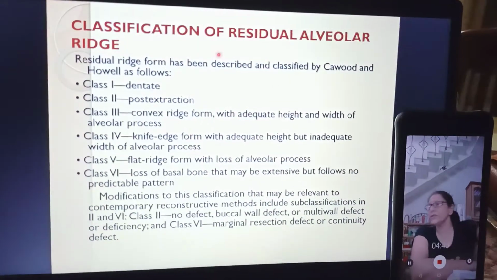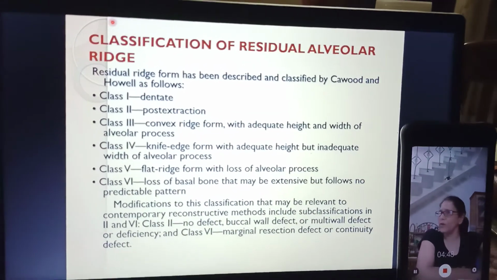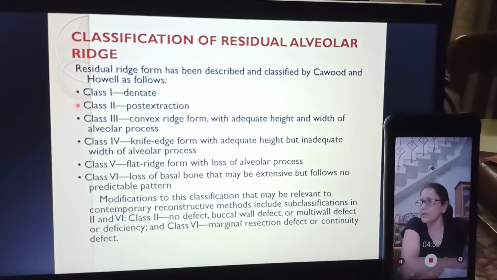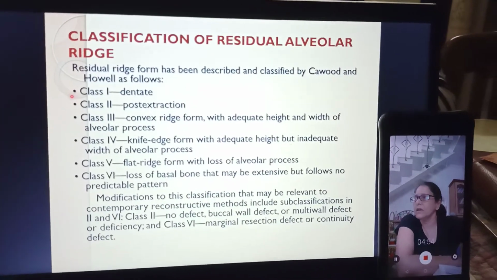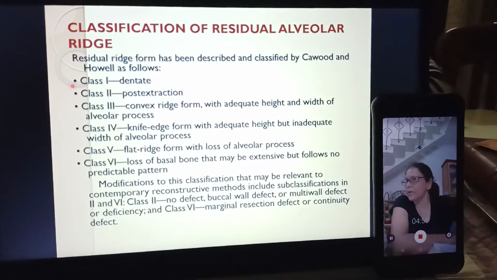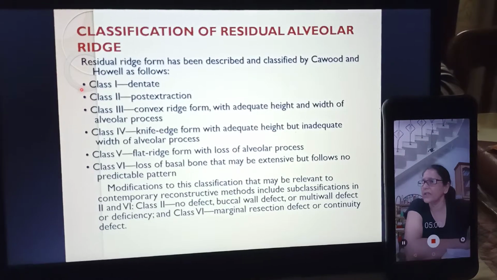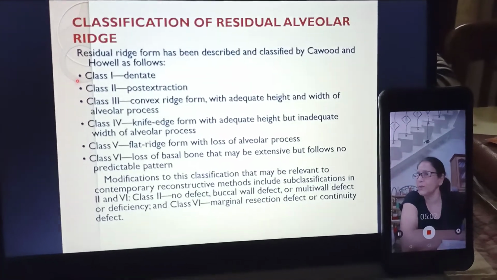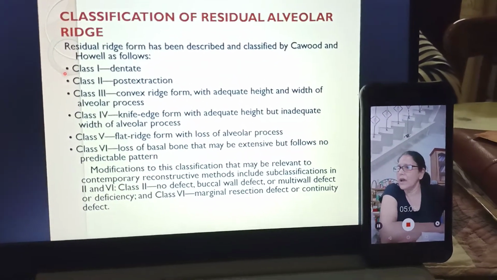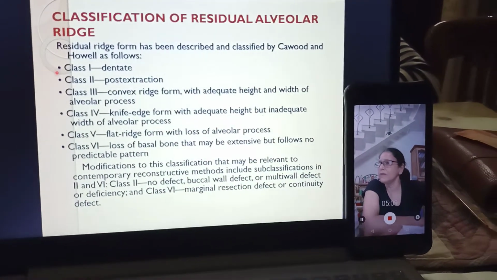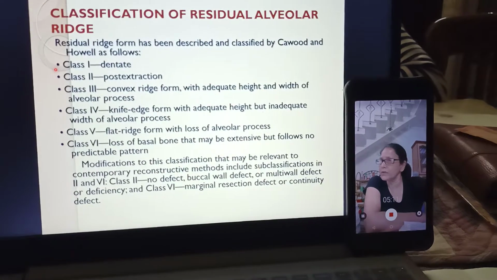The alveolar ridges are classified as follows into class 1 to class 6 modification. This is done by Cawood and Howell. So class 1 is your dentate area, that is pre-extraction, while class 2 is immediate post-extraction. Class 3 to class 6 are the classes when alveolar ridges are beginning to undergo changes.